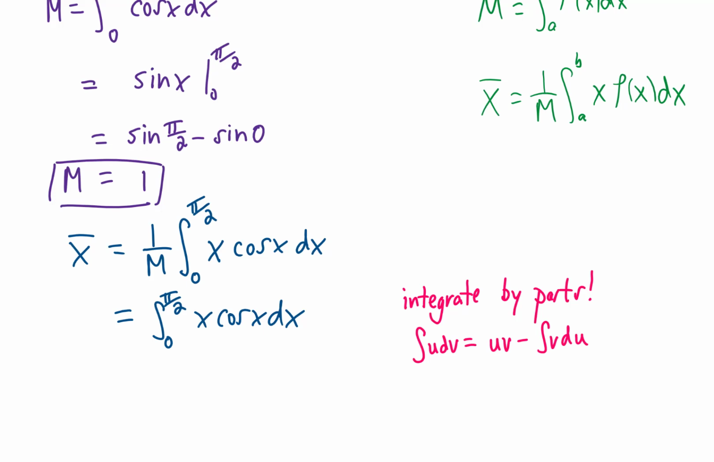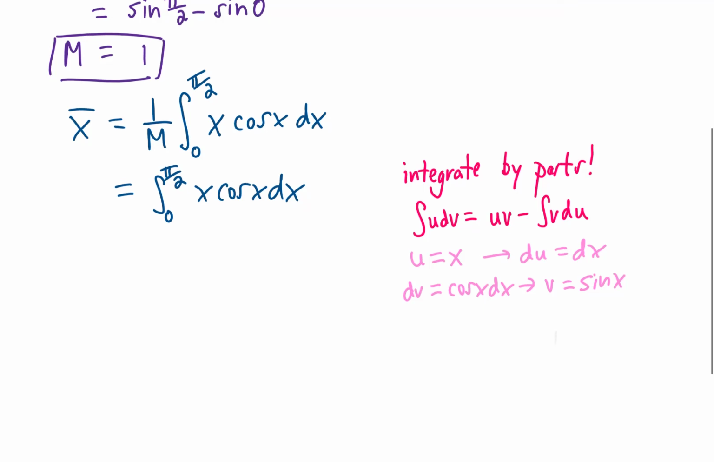What we do when we integrate by parts is we choose from our integral a u and a dv. U is typically chosen to be something that will simplify when we differentiate it. So if we choose u equals x, we will get du equals simply dx, and what that leaves us in the integral for dv is cosine of x dx. Integrating cosine of x dx gives us positive sine of x.